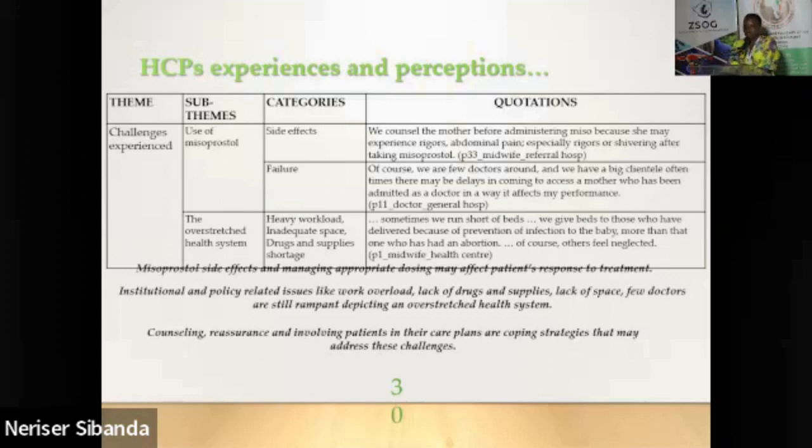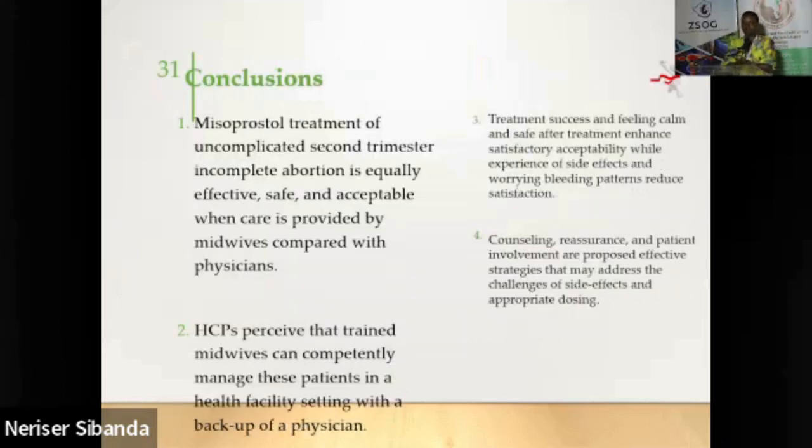There were institutional and policy-related issues like work overload, lack of drugs and supplies, lack of space, few doctors. So this really depicted the overstretched health system. However, the healthcare providers had some coping mechanisms. These included counseling the participants, encouraging them to take their medicine, reassurance, and involving the patients in their care plans, meaning that sometimes they would actually tell the patients to remind them when the time was due for them to get their next dose of meds.